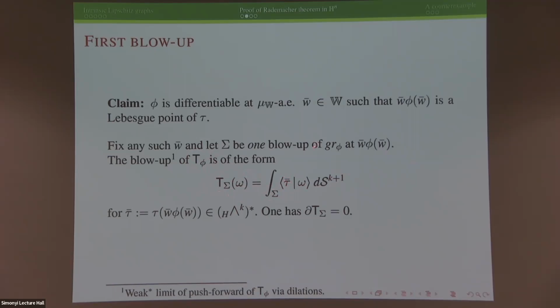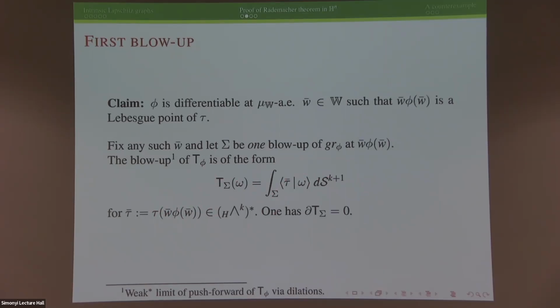constant multi-vector tau bar, which is exactly the value of tau at the Lebesgue point, W phi W bar, okay, which is an element in this strange space of multi-vectors. Okay, I mean, when you dilate the graph of phi, you know that, at smaller and smaller scales, tau gets closer and closer to a constant, which is tau bar.